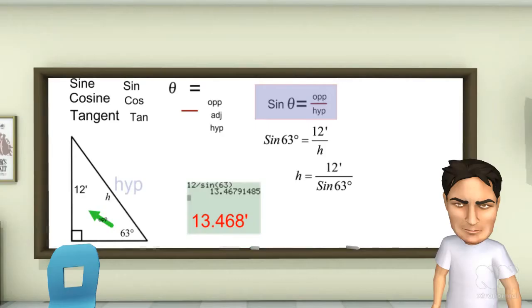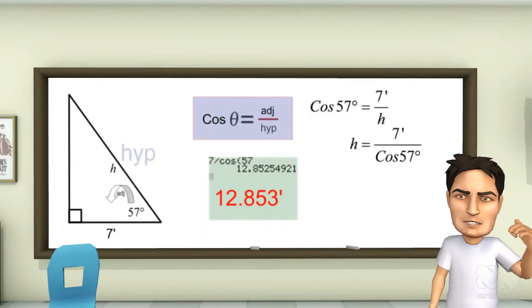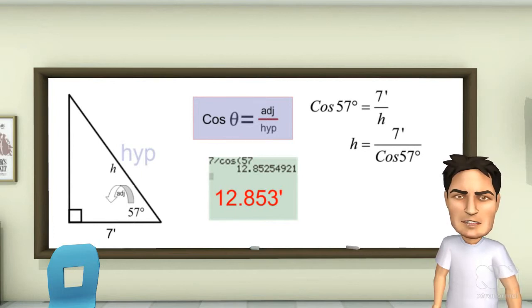Mr. Waite, when should I use cosine? Another excellent question, Zorg. Since the cosine of an angle is equal to the ratio of the side length of the side adjacent to the known angle divided by the length of the hypotenuse, we use cosine if we know one of those side lengths and need to know the other.